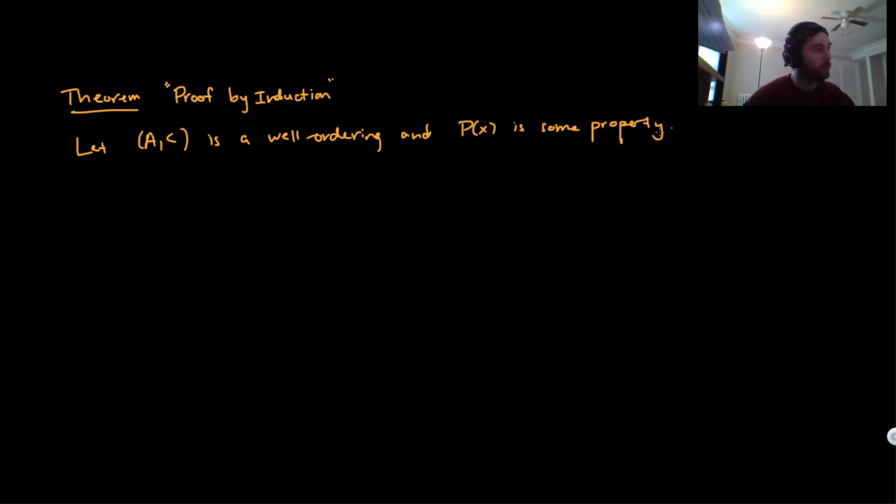What's the statement that we're going to prove? Let's assume that A, less than, is a well-ordering, and P of x is some property. Normally for induction, we want to show that some statement is true for every single natural number, say. So we have some property that we want to show is true for every single element in our well-ordered set A. Let's suppose that the following statement is true.